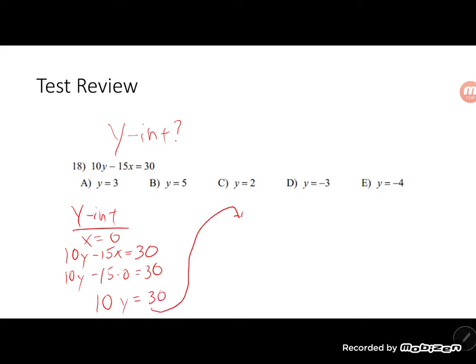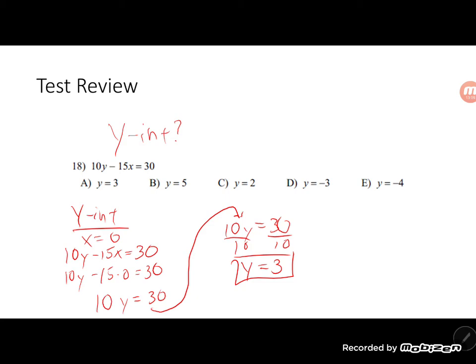I'll go ahead and bring this up over here. So 10y is equal to 30, and now I see that 10 is next to y, which means it's 10 times y. So I need to get rid of a multiplication of 10. How can I do that? Well, what's the opposite of multiplication? Hopefully you're thinking division, and you want to divide both sides by 10. So now you get y is equal to 3.